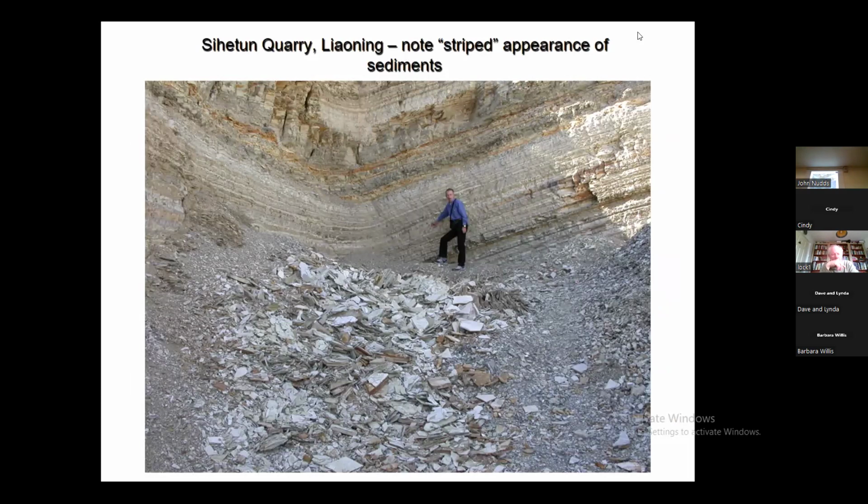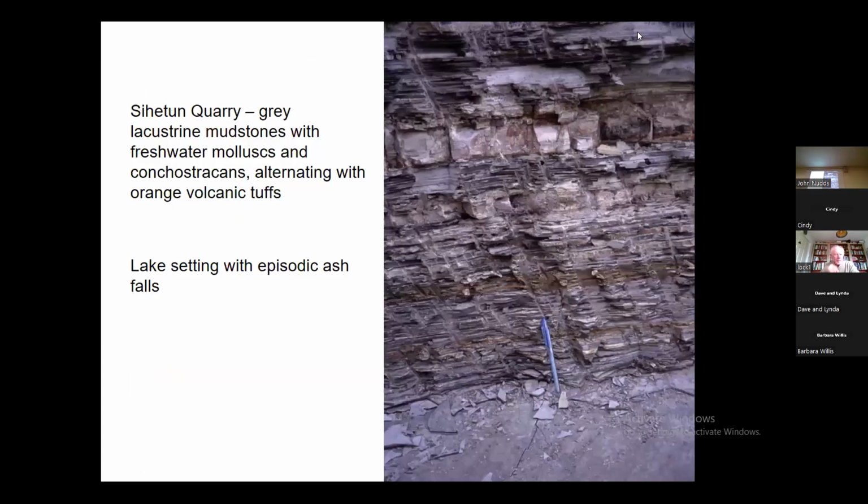Again, notice these striped sediments, but these orange beds are all volcanic tuffs. So the grey beds are lacustrine, and we know that because they have freshwater mollusks and conchostracans. So it's lacustrine sediments alternating with tuff beds, lithified ash. So you can imagine this a lake setting with episodic ash falls.